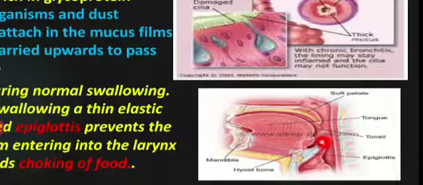Can you see the blue color? So this is the epiglottis. A thin elastic flap, tube-like structure. This is called the epiglottis. This is its main function: it prevents the food from entering into the larynx and avoids choking of food in the upper respiratory tract.